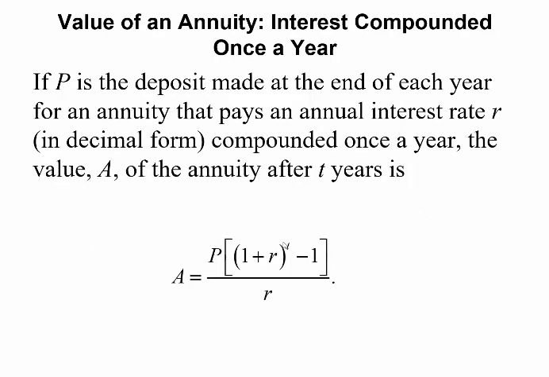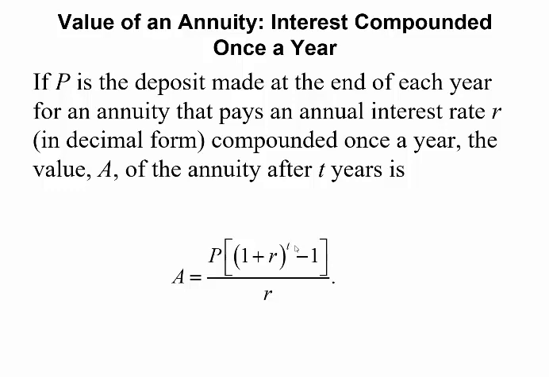All right, so now we have a formula for this. This is the value of an annuity when interest is compounded just once a year, so annually. If P is the deposit made at the end of each year for an annuity that pays an annual interest rate R, in decimal form, compounded once a year, the value A of the annuity after T years is given by the following formula. P is the principal. So you take your principal and multiply it by 1 plus R raised to the T power.